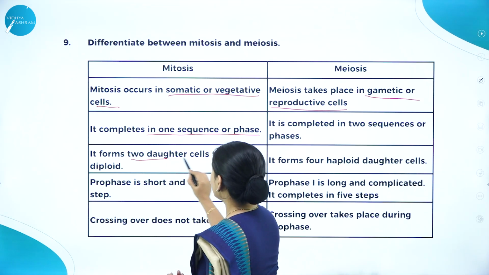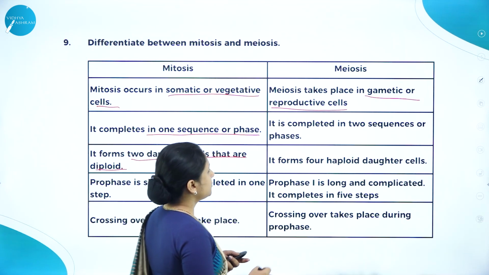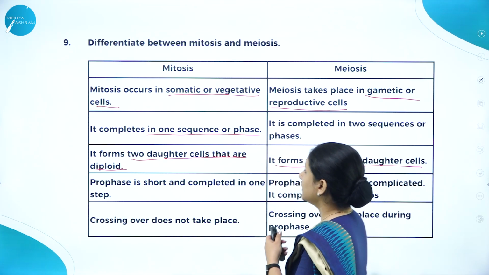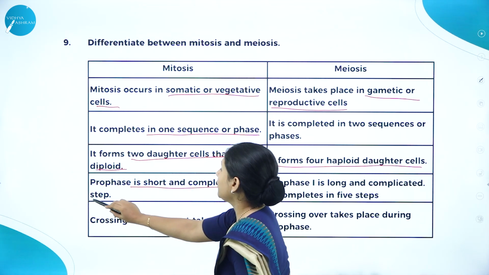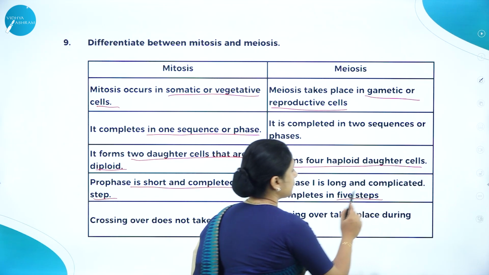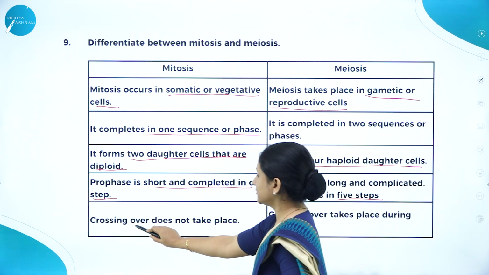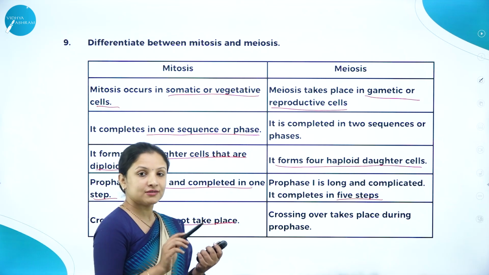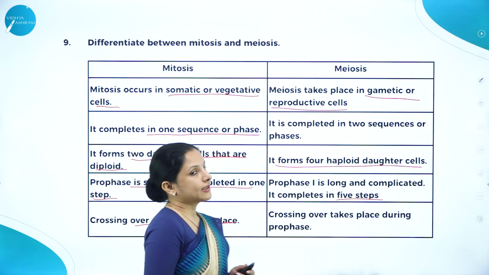Mitosis forms 2 daughter cells and they are diploid, that is, 2n in number, whereas meiosis results in the formation of 4 haploid daughter cells. In mitosis, prophase is short and completed in 1 step, but in meiosis, prophase is long and involves 5 steps. In mitosis, crossing over does not take place, but in meiosis, crossing over occurs between the non-sister chromatids of the homologous chromosomes. So that is about meiosis.